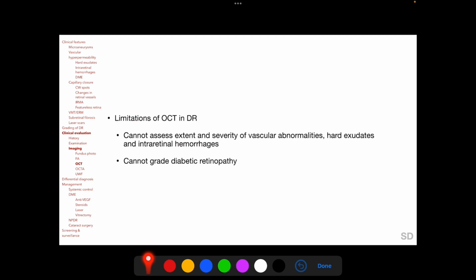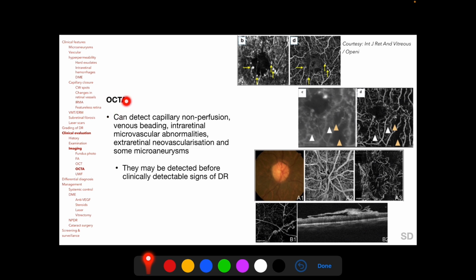Limitations of OCT in diabetic retinopathy include inability to grade diabetic retinopathy and inability to assess extent and severity of vascular abnormalities, hard exudates, and intraretinal hemorrhages. OCTA can detect capillary non-perfusion, as shown here in this photograph and the yellow arrowheads, venous beading, IRMAs, as indicated by the white arrowheads in this photograph, extraretinal neovascularization, and some microaneurysms, and OCTA may detect these signs before they are clinically detectable.